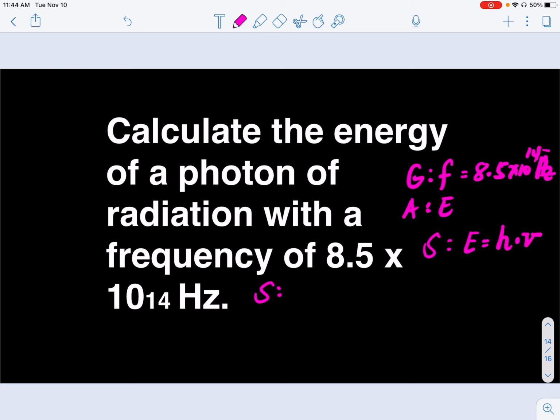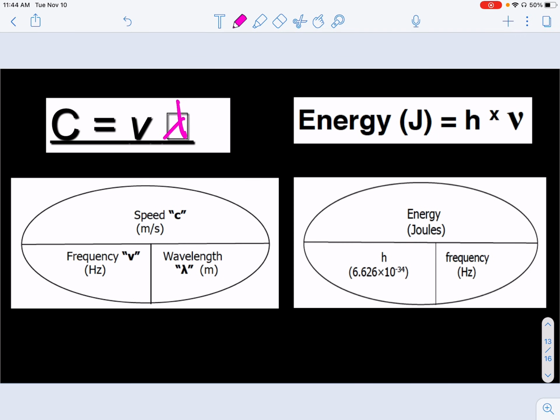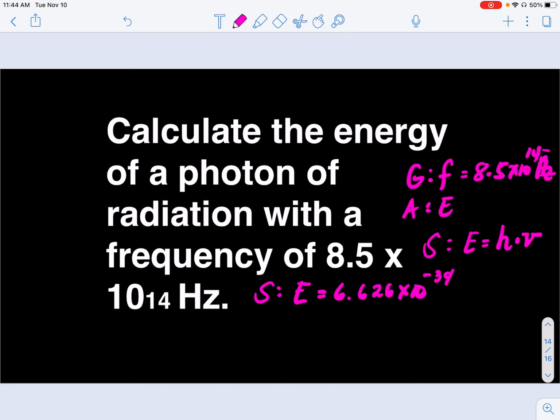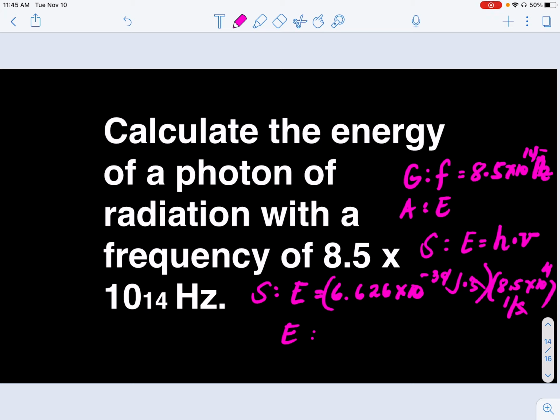So solution, what do we have? E is equal to h. h is Planck's constant, 6.626 times 10 to the negative 34 joule second. Then we multiply it by the frequency, and that is 8.5 times 10 to the 14th, 1 per second. We cancel the second. So energy is left. Therefore, can you recall our answer here this morning?